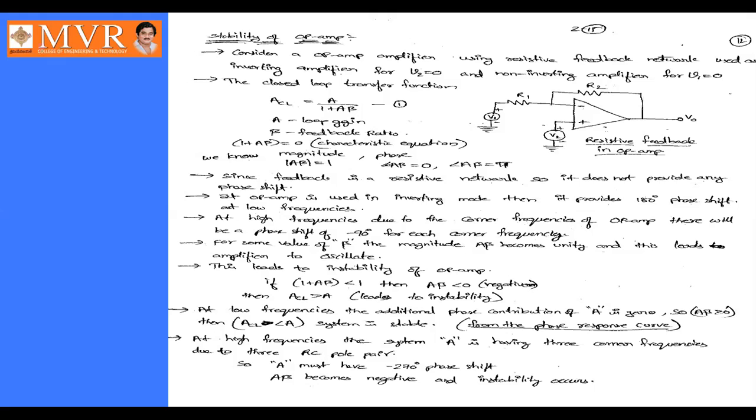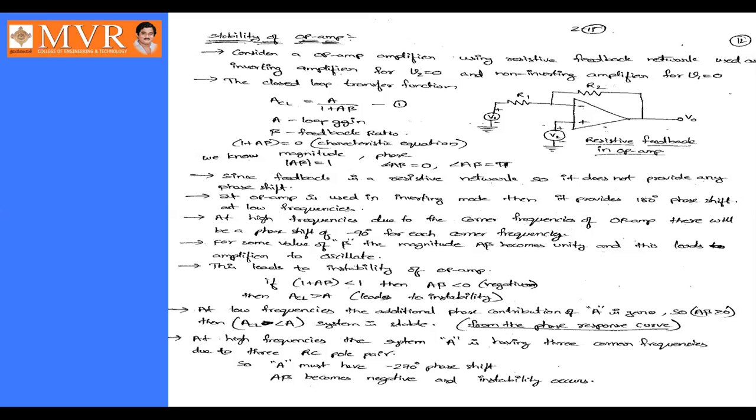So see here, at low frequencies, the additional phase contribution of the open loop voltage gain is 0. So A beta is greater than 0, that means the closed loop voltage gain ACL, the closed loop gain, must be less than the open loop gain, then the system must be stable.